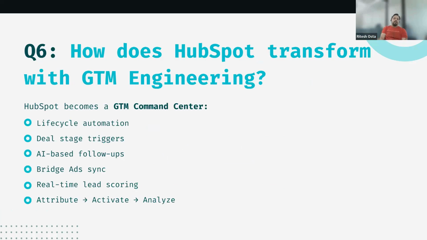Now, how does HubSpot transform with GTM engineering? HubSpot is going through a major transformation themselves. They have just launched Breeze Intelligence. They are launching enrichment and the Breeze AI agent. They are launching a bunch of stuff as we speak. As you know, I'm talking about December 2025. They've already launched Breeze, their Breeze AI agent. I have checked it out. They have not launched it for all the customers as of now. They are launching it phase by phase.